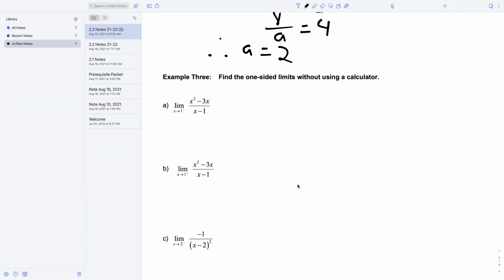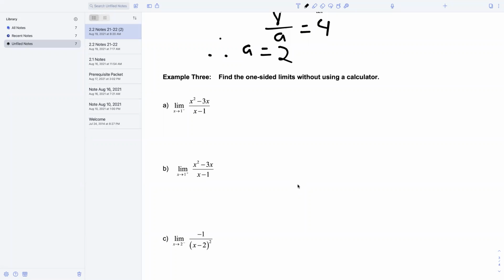Let's look at it. We have the limit as x goes to 1 from the negative side, so it's one-sided. What do we notice? What's happening at 1 in this function? There's a discontinuity. What type? There's a vertical asymptote at 1.